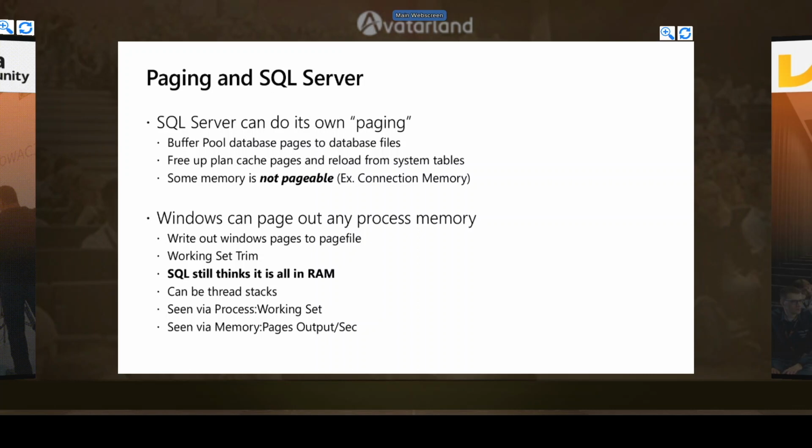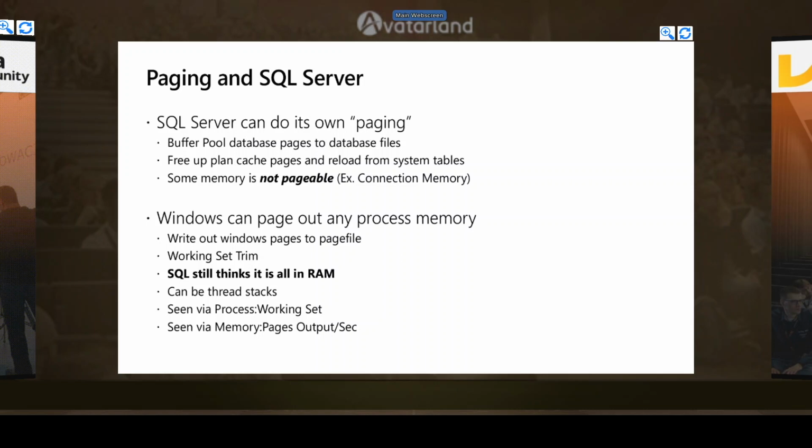But look at the bold point here. SQL still thinks all the memory is there in RAM. It doesn't know this has happened. Now, technically, we've written code to observe when this working set type of thing occurs and take necessary steps to reduce our memory footprint. But from a process point of view, no process knows it's getting paged out to disk.